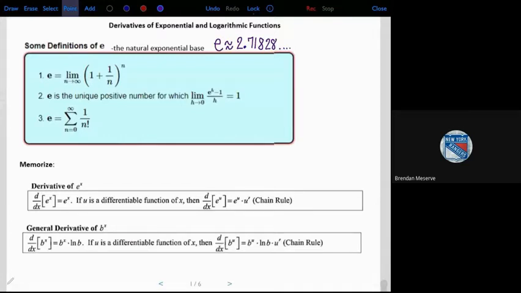So e is the unique positive number for which the limit as h approaches 0, that should be throwing a little red flag in your head, the limit as h approaches 0 of (e to the h minus 1) over h equals 1. When you hear the limit as h approaches 0, it should make you think of the definition of the derivative. The definition of the derivative, I'm just going to sneak it over on the side here, is the limit as h approaches 0 of f of x plus h minus f of x all over h.